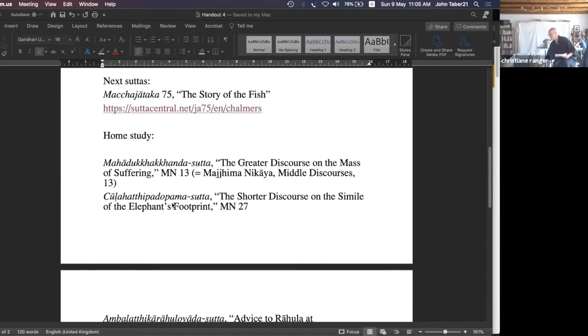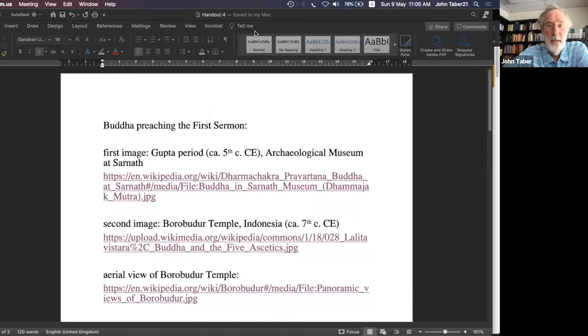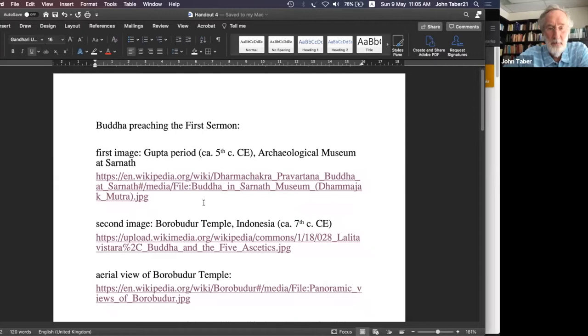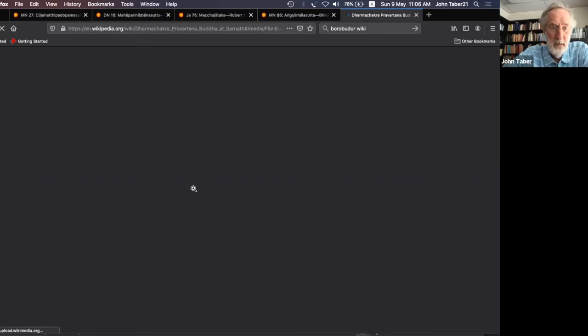Okay, very good. So I wanted to begin by showing you some more images. Last time, remember, we've been talking about the first sermon and also the second sermon. The first sermon is when the Buddha presents the Four Noble Truths for the first time. And the second one is when he talks about the characteristics of the self or the characteristics of non-self. And there are some very beautiful sculptures of the Buddha delivering the first sermon.